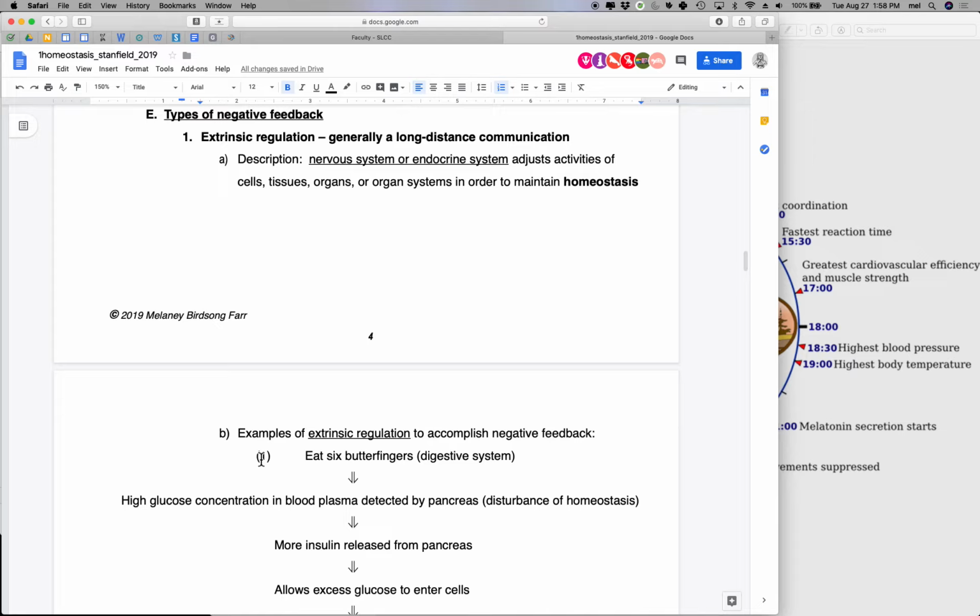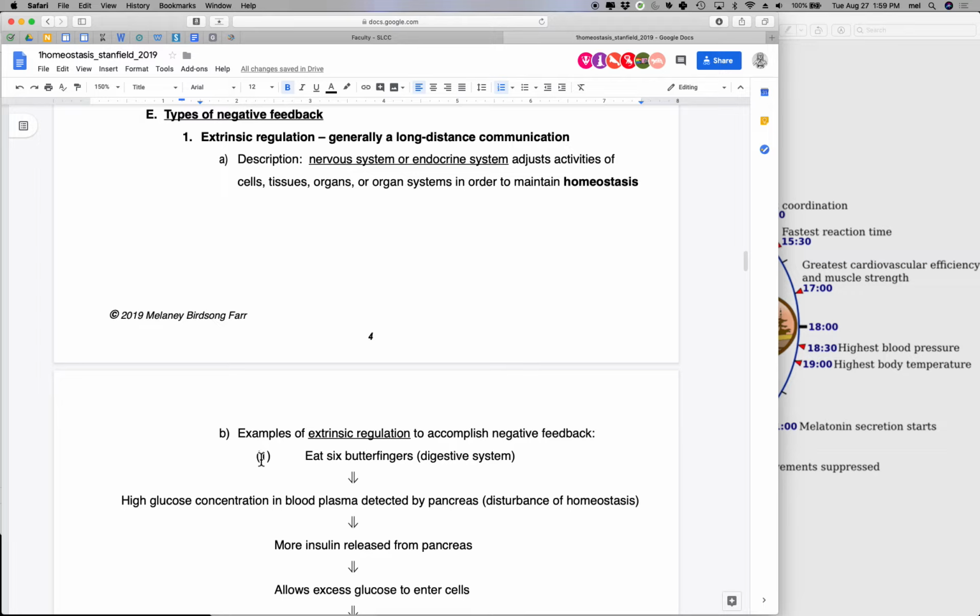Okay, so let's do some extrinsic examples, and then we'll do some intrinsic examples, and then you guys will, actually, we'll probably just do extrinsic and then the think, pair, share. But, okay, so let's talk about an extrinsic example. It's generally going to be longer distance communication because hormones have to go through the bloodstream or the nervous system has to communicate long distance. But let's just create a problem with one system that can't be solved with that system.